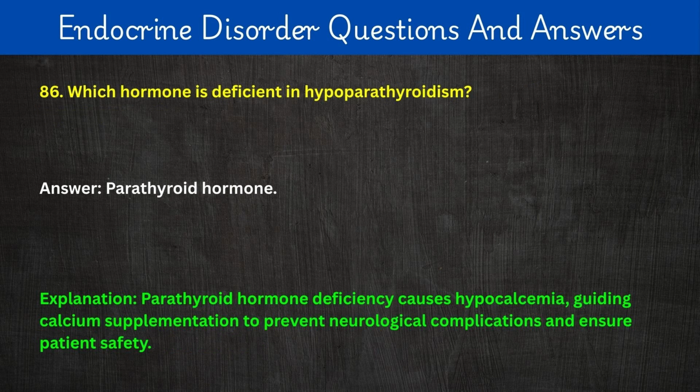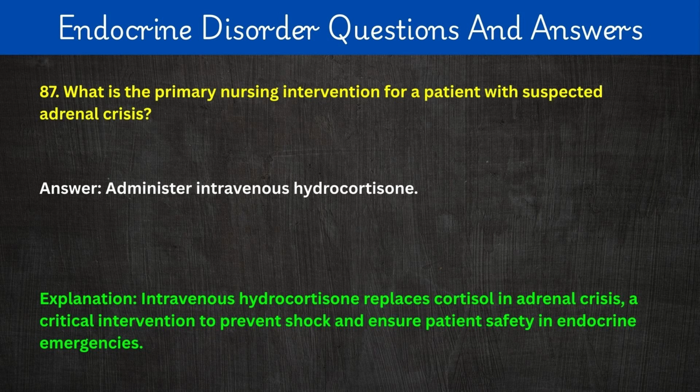86. Which hormone is deficient in hypoparathyroidism? Answer: parathyroid hormone. Explanation: parathyroid hormone deficiency causes hypocalcemia, guiding calcium supplementation to prevent neurological complications and ensure patient safety. 87. What is the primary nursing intervention for a patient with suspected adrenal crisis?